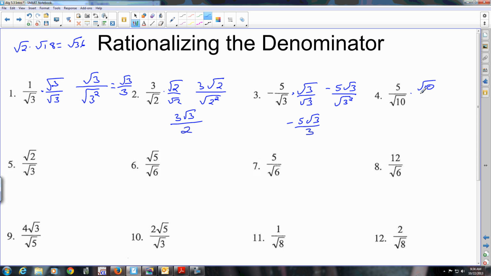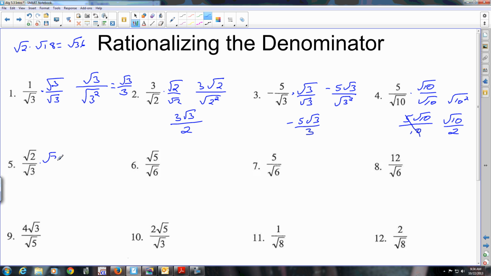Square root of 10, square root of 10, 5 square roots of 10 over, and you guys okay, that just becomes 10 because it was the square root of 10 squared. So it just becomes 10. Now this has to reduce. So I have square root of 10 over 2.